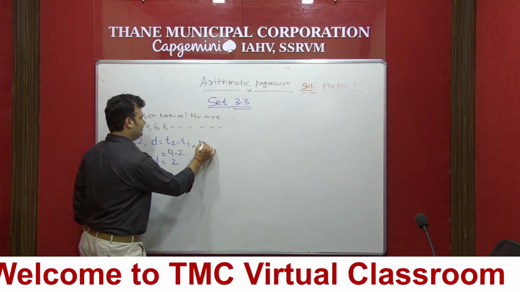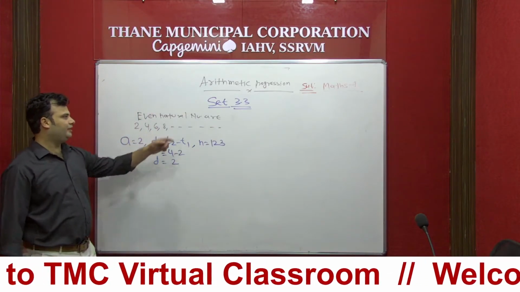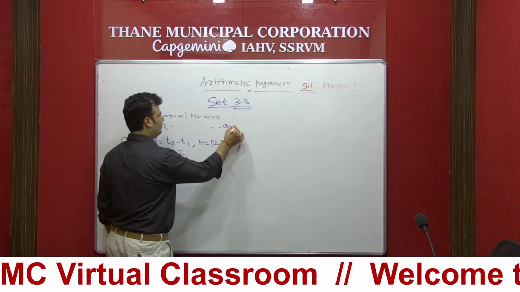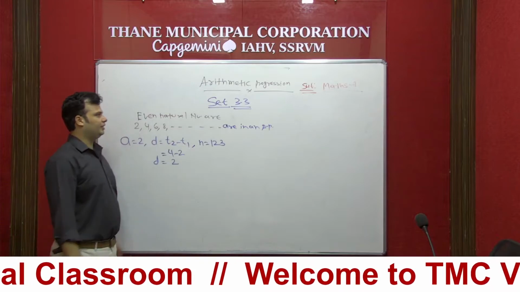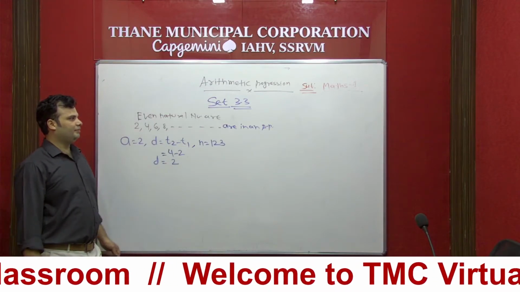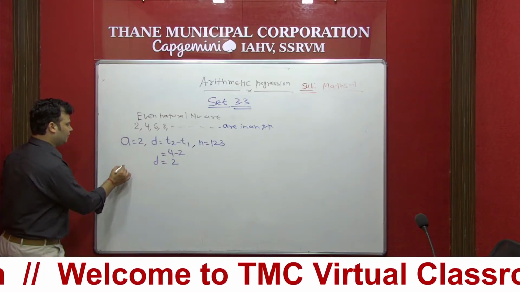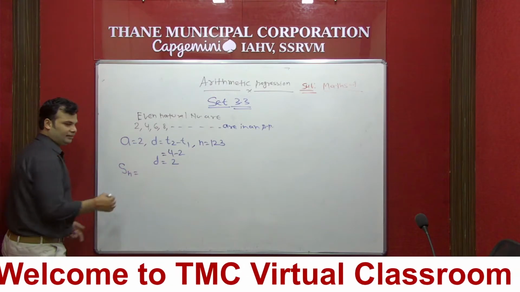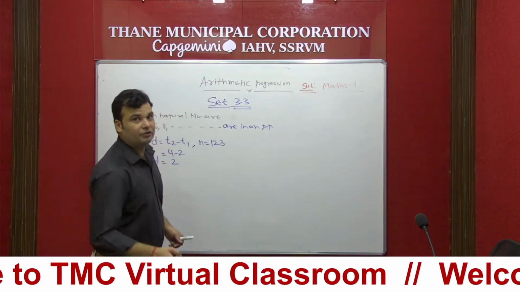Next part, n is given 123. Even natural numbers are in AP, so we have to write that they are in an AP because the common difference is 2 only. Next, we have to find the sum, so we have to apply the formula for Sn. In this part, the last term is not given, so we have to proceed with the first formula.